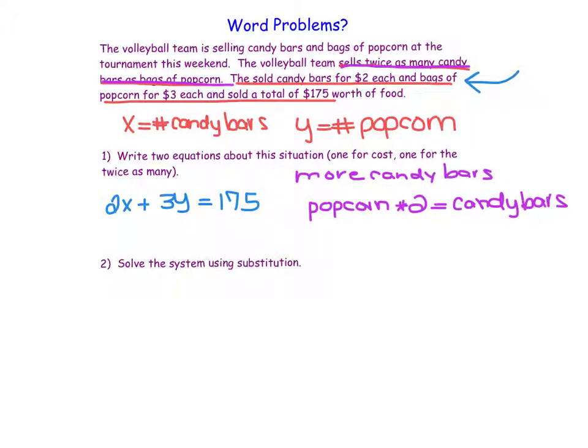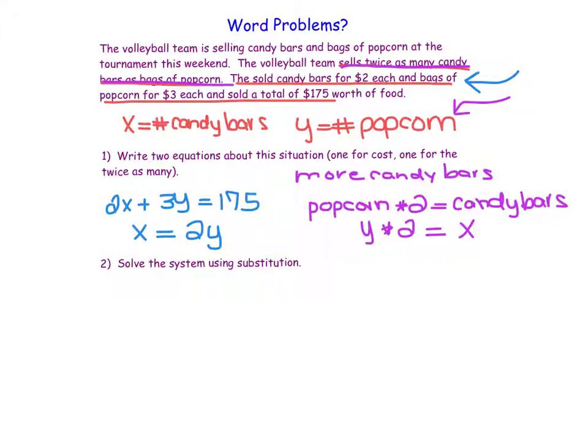Now, if I think about this in terms of variables, I notice that my popcorn is represented by y. So this is really y times 2 is equal to my number of candy bars, which is represented by x. So my second equation here is really going to be x is equal to 2 times the amount of popcorn that I sell. So there now is my second equation.